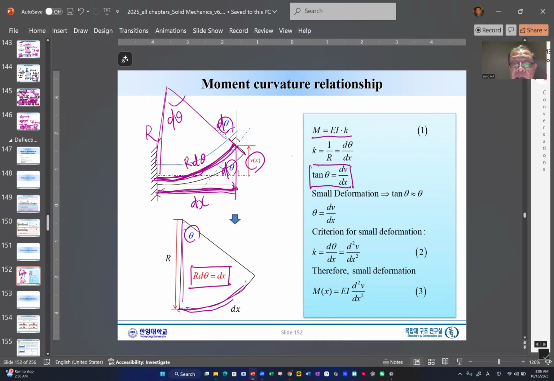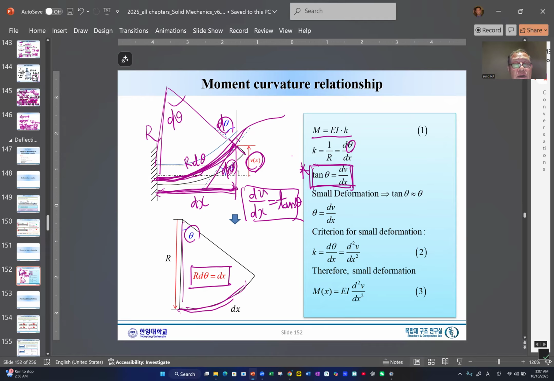This is the one, very importantly, that we introduce. What is that? dv dx. Okay, here we had a theta. Okay, here we had a theta. Now, as you know, this is a beam equation, like the V of x. What is the tangent here? Tangent, we know that dv dx is always what? Tangent theta. This is what we know.